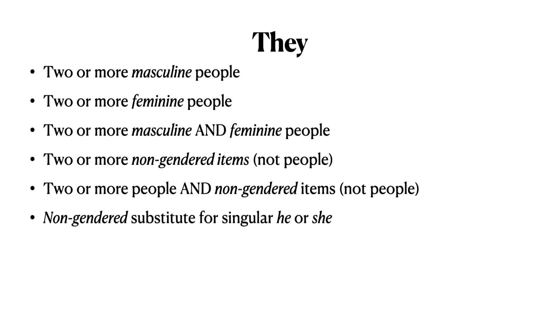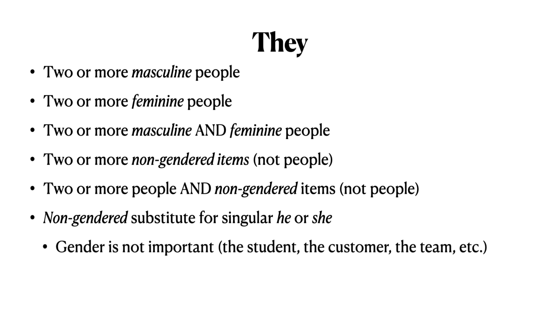And we can also use they as a non-gendered substitute for a singular he or she. So we can do this when the gender is not important. So if we're talking about the student, the customer, the team, the mailman, which could be the mailwoman, we would just use they. The gender, we either don't know it or it's not important.